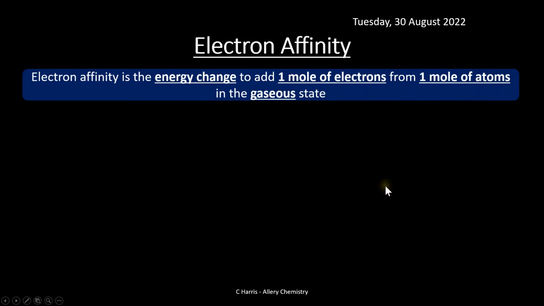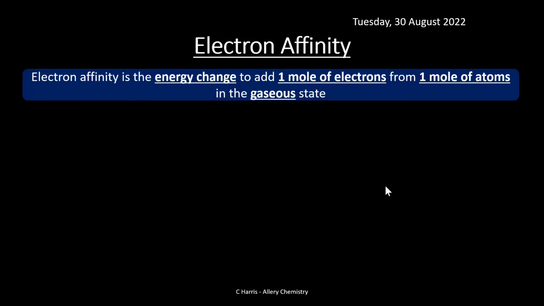The other definition we need to know, and I'm going to go into a little more detail with this one, is something called electron affinity. Electron affinity is the energy change when we add 1 mole of electrons to 1 mole of atoms in the gaseous state to form ions. So this is just the opposite of ionization energy, which you've seen in year 1. Ionization is the removal of 1 mole of electrons from 1 mole of substance in the gaseous state. Electron affinity is basically doing the opposite.